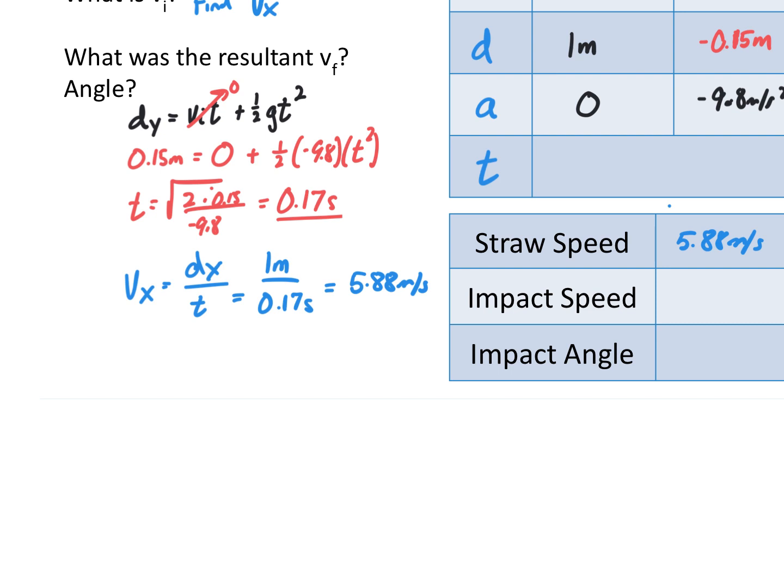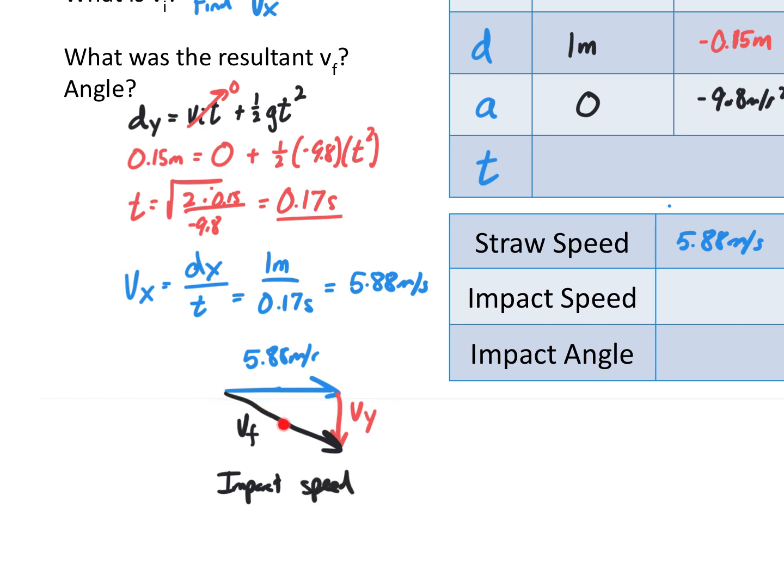Okay, so that's important because in order to find the impact speed, we need to combine the horizontal velocity of 5.88 meters per second with the vertical velocity. Now, I don't have that vertical velocity yet, but I can use some of my physics equations to find it. And when I do so, I'm going to build a small right triangle with vectors. Here's my right triangle, and I'm going to use this black vector as the impact speed. Hopefully this is making sense, kind of thinking back to some things we've learned previously.